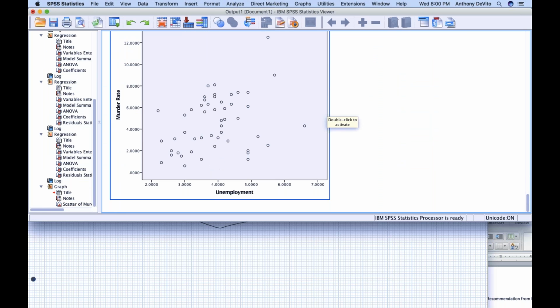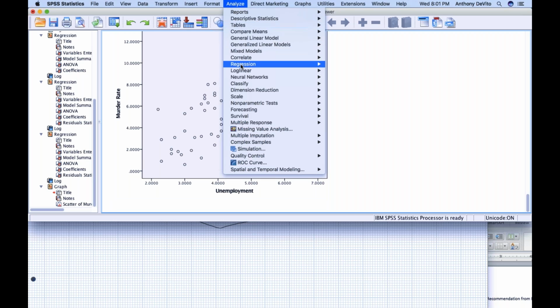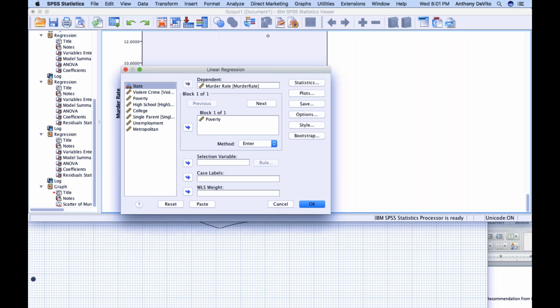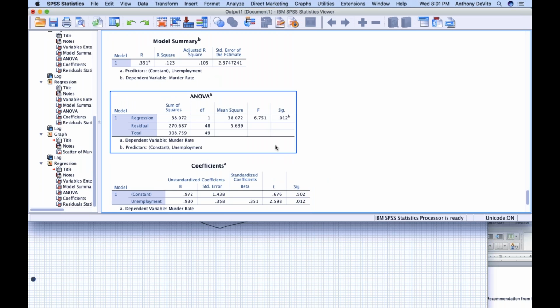Okay, and again, it looks like we have a similar kind of correlation here. So let's analyze this now. I'm not going to bother to draw a line. I'm going to analyze this. Regression, linear. Okay, here's my murder rate. Now, instead of poverty rate, I'm going to be looking at the unemployment rate. I'm going to click OK and see what we wind up with.